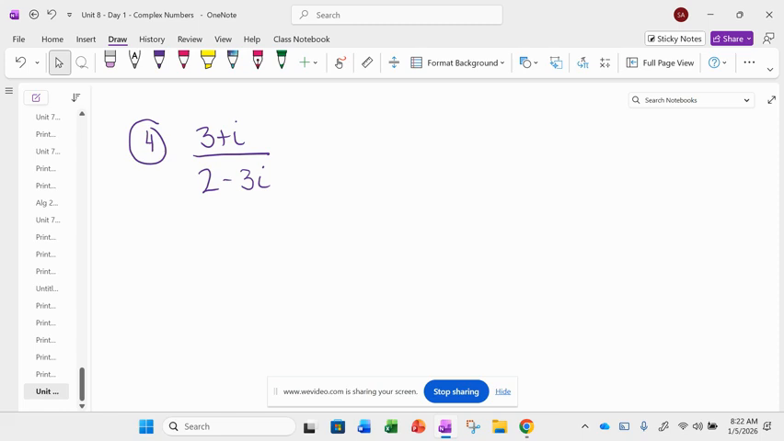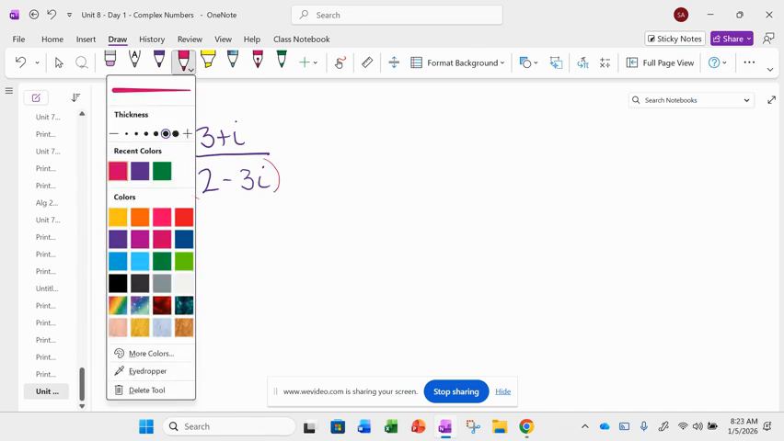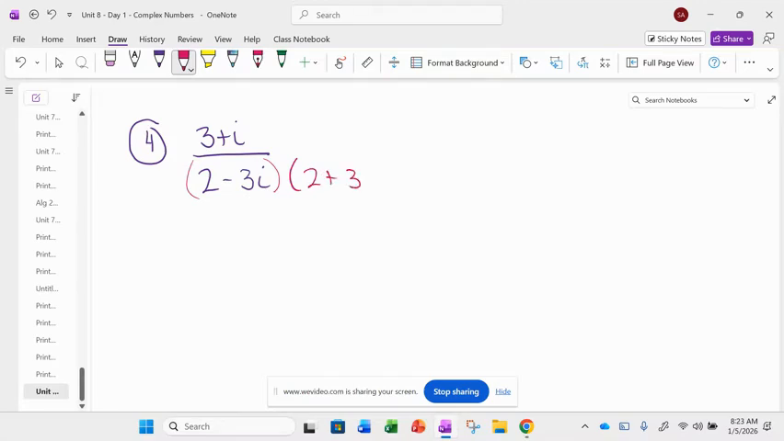So who remembers when we have a binomial in the denominator with a radical? What did we used to multiply by to rationalize this? Charlie? You would have to change the sign and multiply it, so it'd be like 2 plus 3i. You got it. We'd multiply it by its conjugate. Remember that? So if I have a 2 minus 3i, I'd have to multiply by a 2 plus 3i to the numerator and the denominator.